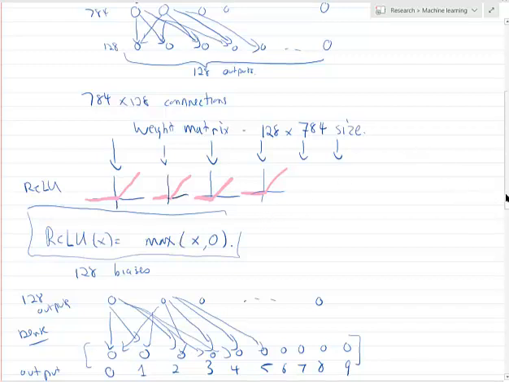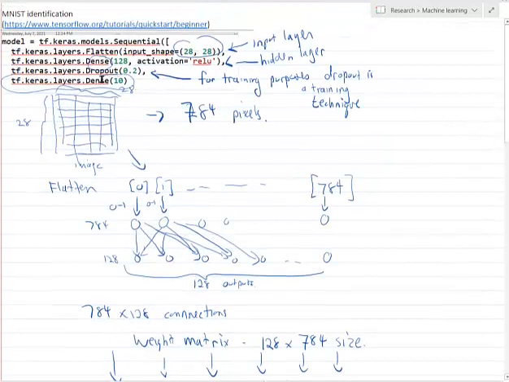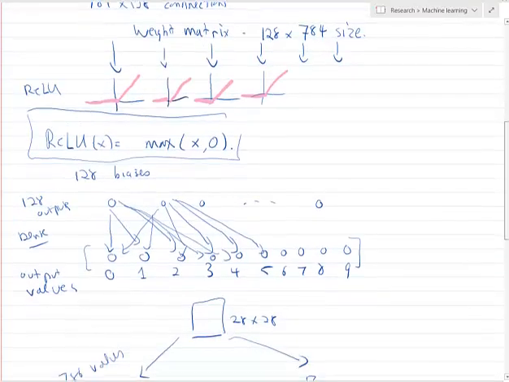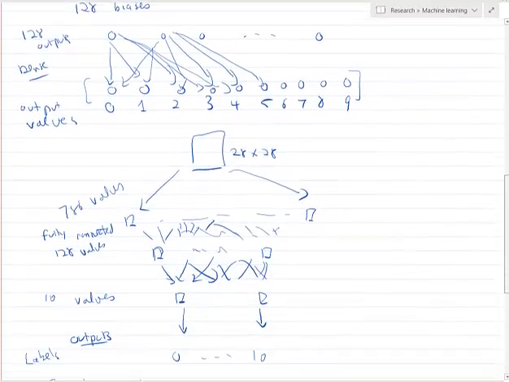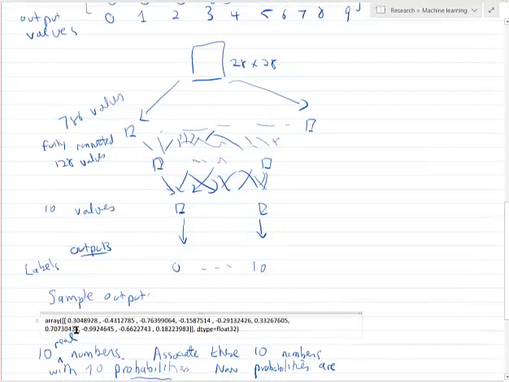All right. Now, I'm going to skip over this dropout for a second. Then we have another layer that's dense, so we get this repeated process. We get the 128 that goes into 10 outputs. And here's a sample output. We get positive and negative numbers.